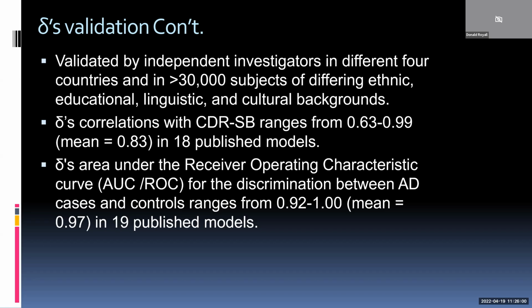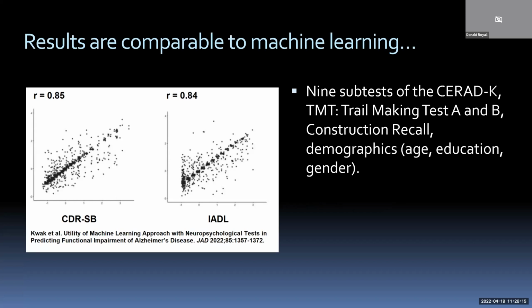And delta's ROC for the discrimination between Alzheimer's and controls is also very high in every single case, from 0.92 to 1 with a mean of 0.97 in 19 different models. Now, these kinds of results are the sorts of things you might see in different artificial intelligence models right now. There's only one truth, and we're getting at it through different means.